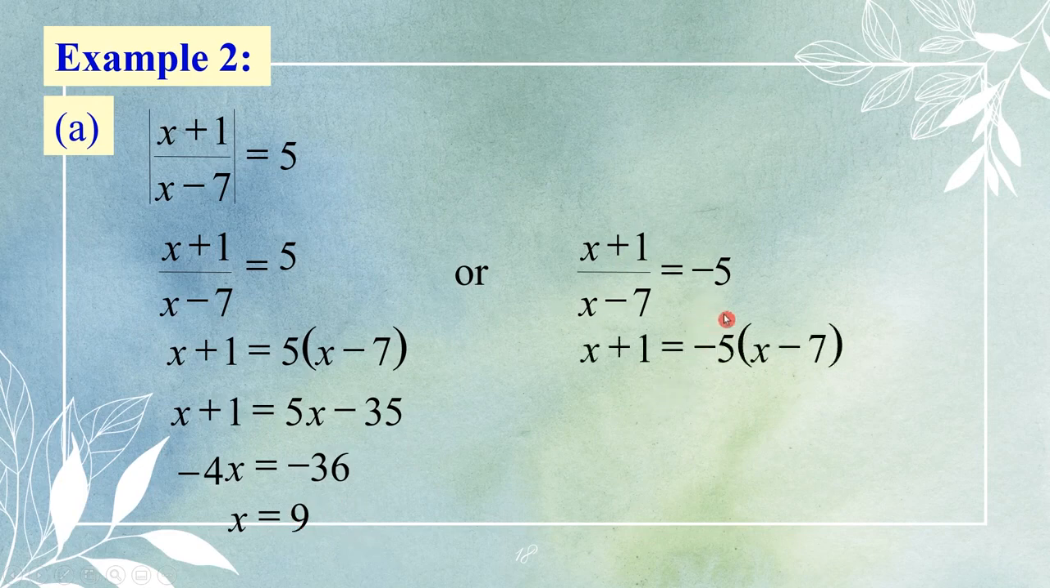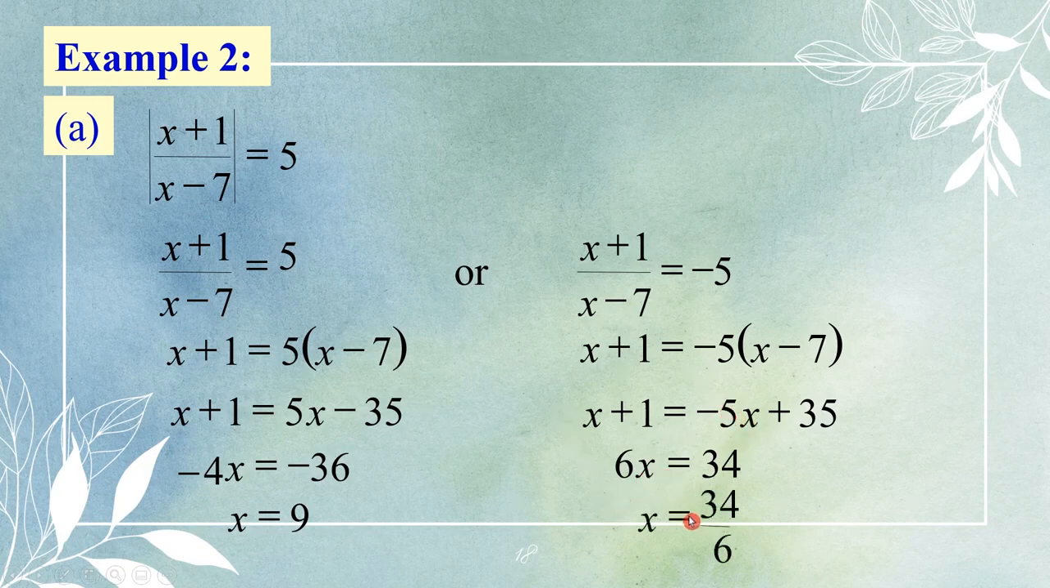The second part here, as usual, x minus 7 we bring to the right and then we expand, it becoming negative 5x plus 35, and then we solve 6x because negative 5x we bring to the left. 6x equals 34, therefore x equals 34 over 6. Alright, so let's look at the next example.